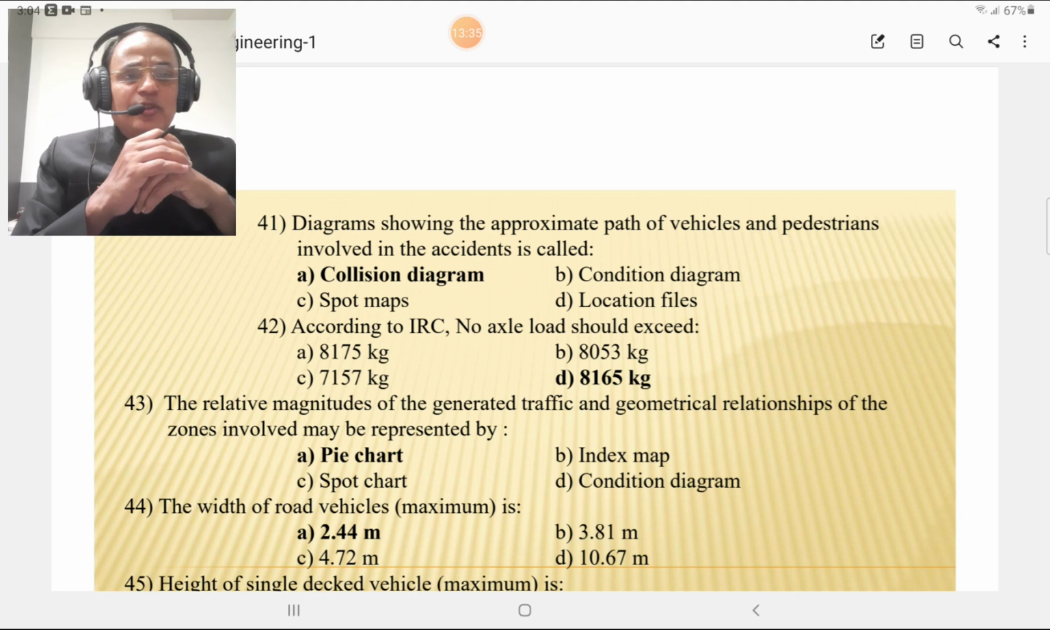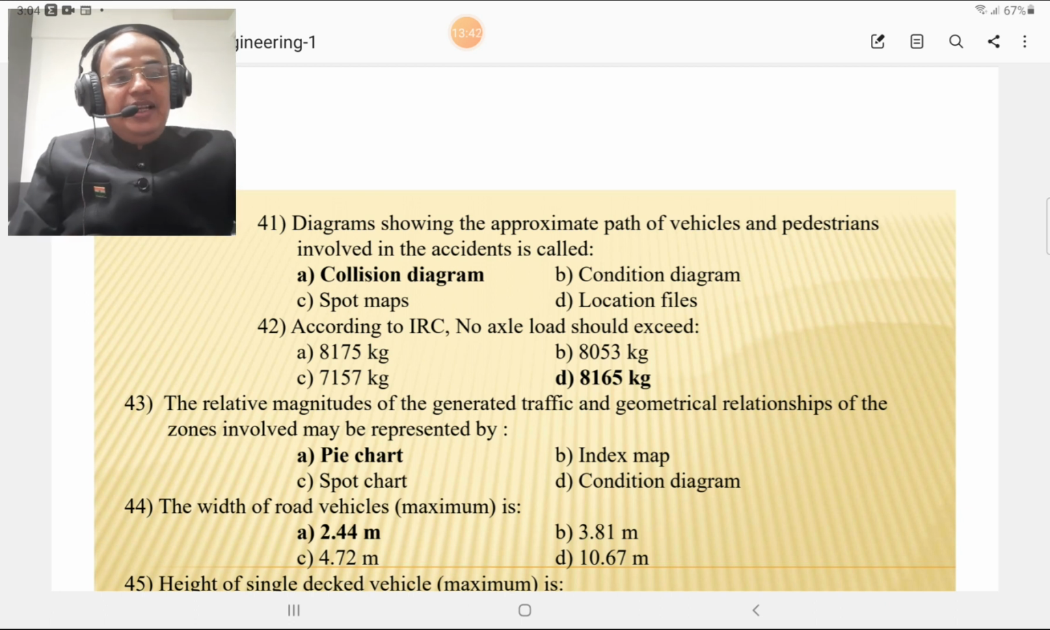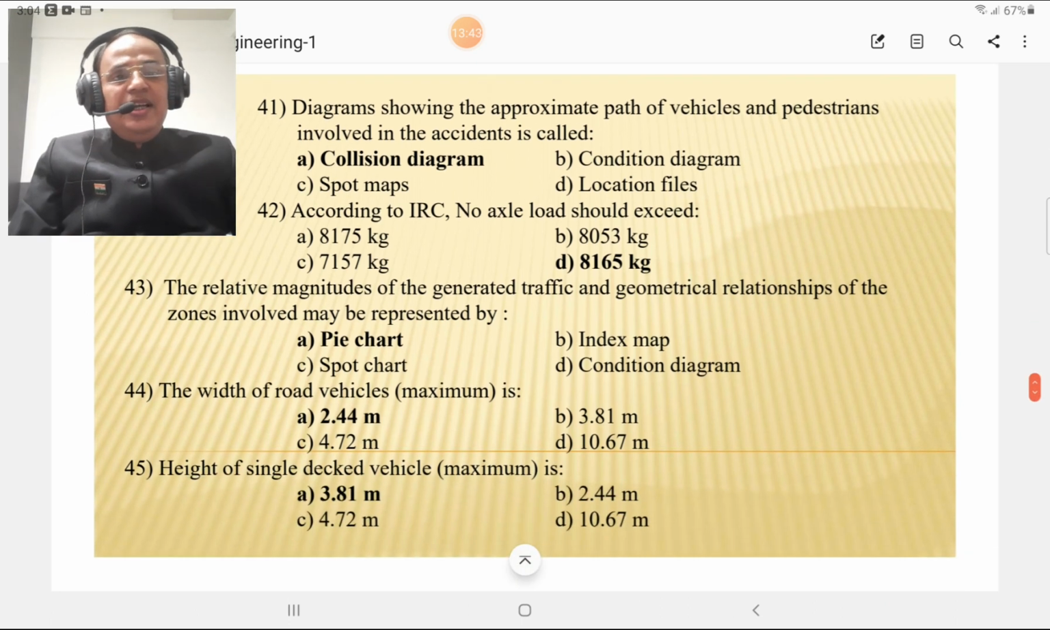According to IRC, no axle load should exceed 8,165 kg, that is 8 ton. The relative magnitudes of the generated traffic and geometric relationship of the zones involved may be represented by a pie chart.